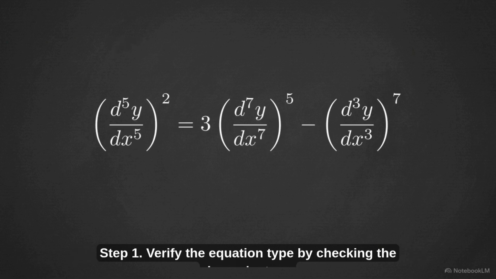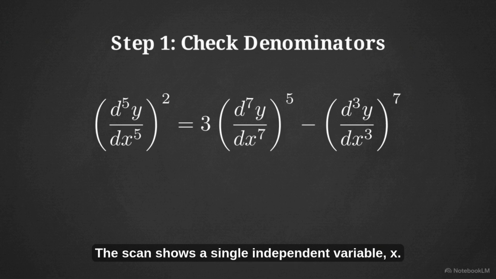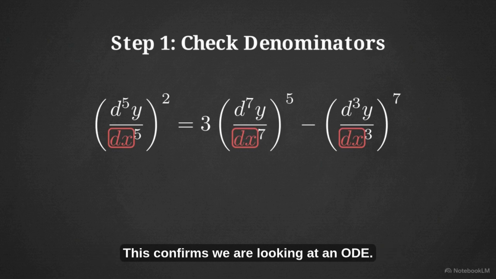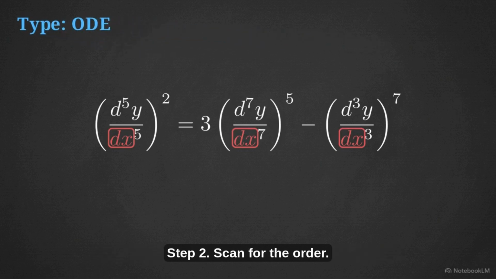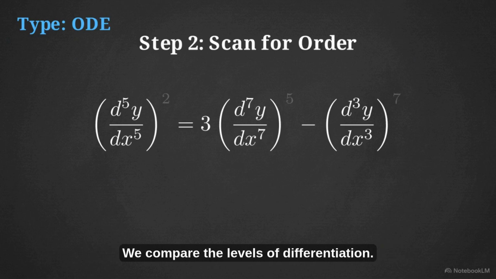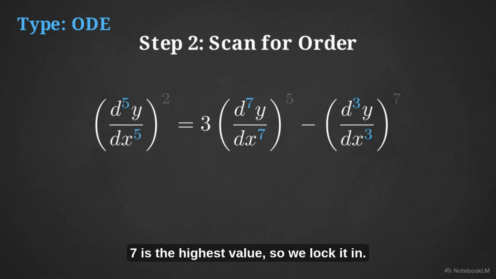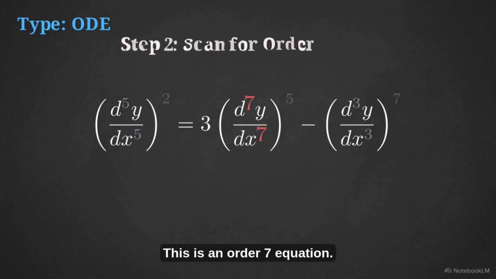Step 1. Verify the equation type by checking the denominators. The scan shows a single independent variable, x. This confirms we are looking at an ODE. Step 2. Scan for the order. We ignore all algebraic exponents sitting outside the parentheses. We compare the levels of differentiation, a 5, a 7, and a 3. 7 is the highest value, so we lock it in. This is an order 7 equation.